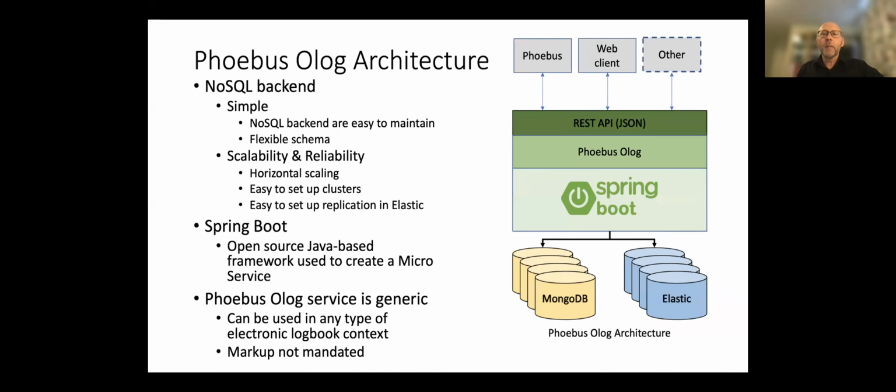Now, the interesting thing about the architecture is that OLOG, the service side, is based on Spring Boot. It's using MongoDB for attachments. It uses Elastic to store the actual log entry. And we also get the search capabilities for free. The project also includes the Phoebus client and the web client, but other clients are of course possible. And this is by no means Phoebus specific. This framework can be used for any application.